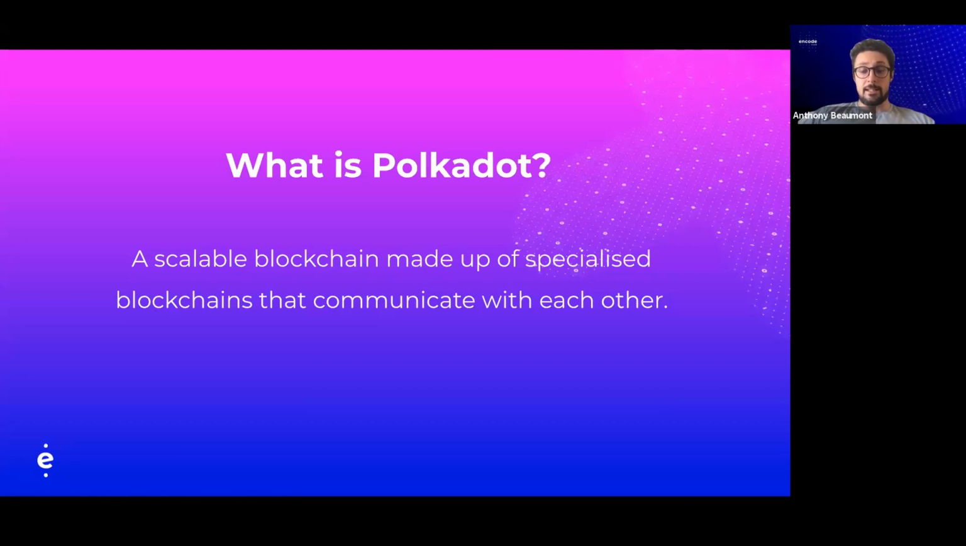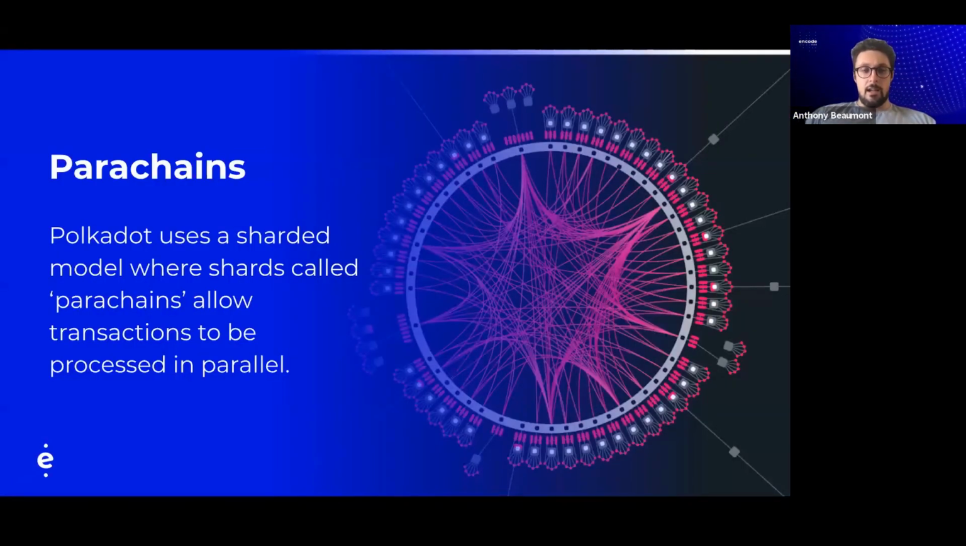What is Polkadot? Polkadot is a scalable blockchain that's made up of specialized blockchains that communicate with each other. In particular, we talked about these things called parachains, which are mini blockchains, is one way of saying it. Because this is a technical event, I want to get a little bit more specific. They are chains that use Polkadot's pooled security and economic incentives, basically its consensus and its token DOT, in order to abstract away that side of things, so they can just focus on a specialized thing, be it smart contracts, dApps, or doing one specific thing.